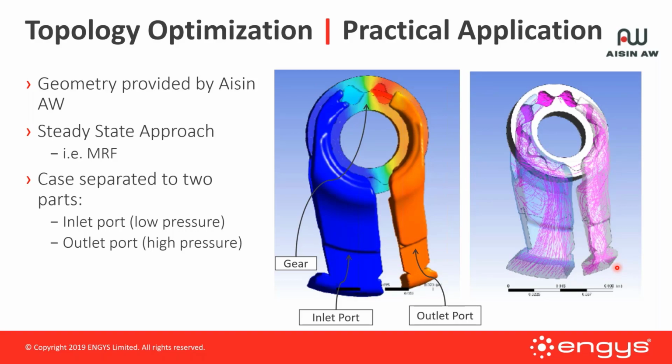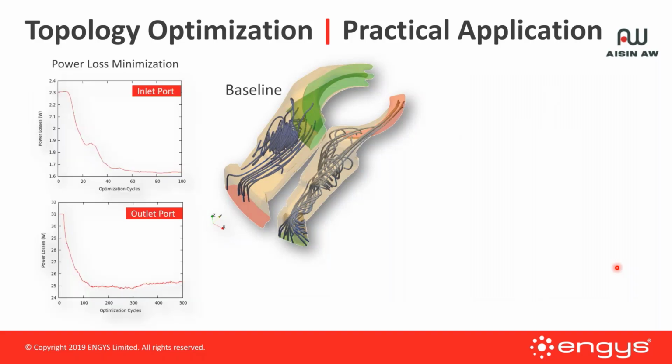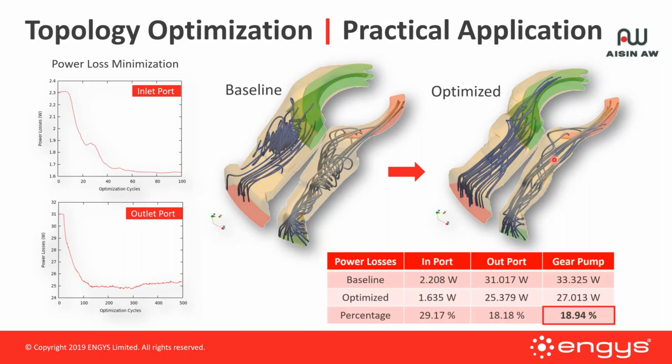So there's potential. We can already see this. So again, here's our baseline. These are two different optimizations. So for the inlet port, over 100 optimization cycles, we were able to see a drop in the power losses. And if we compare the streamlines between the base and the optimized, we can see that there's a reduction in swirling in the inlet port region, and then also a reduction in swirling in the outlet port region. And overall, we saw almost a 19% reduction in power losses in this particular system.